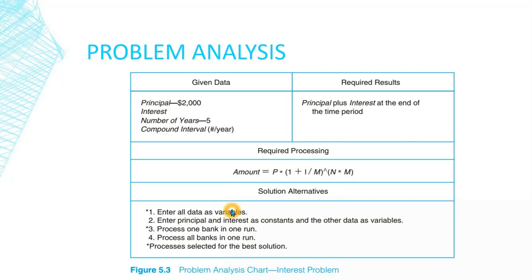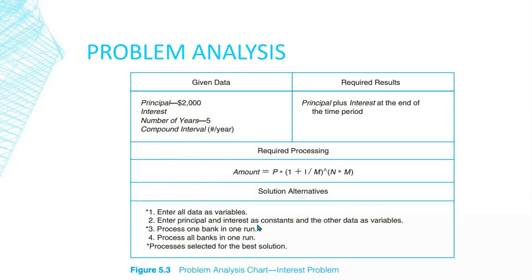Solution alternatives, we have different solution alternatives. We have the first alternative, enter all data as variables. So we don't have any constants. So the principal can change, the interest can change, the number of years can be 6, the compound interval can be changed, which is the best solution. This is why we mark it with a star. Okay, so it will be applied to more cases, not only for this problem. يعني ممكن نستخدم هذا الحل مش بس على 2000 و 5 years. We can use it for different principals and different interest and different number of years.